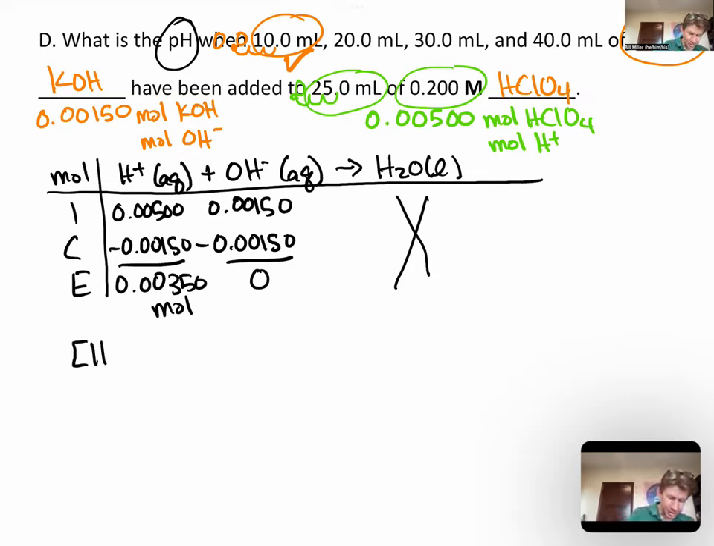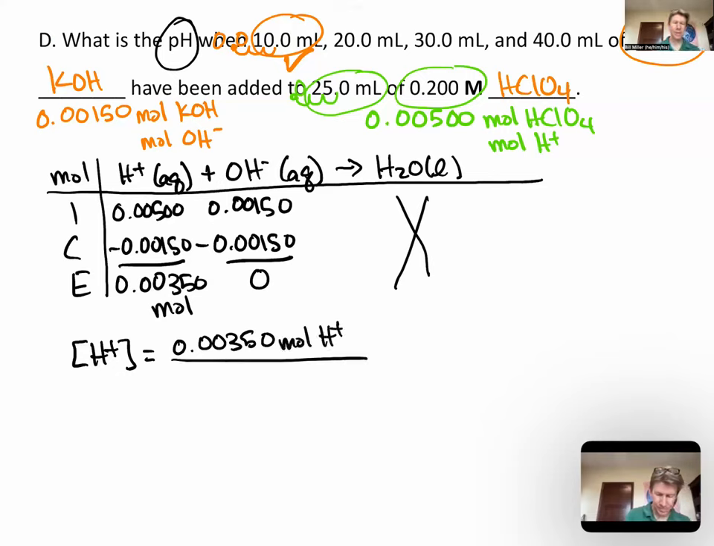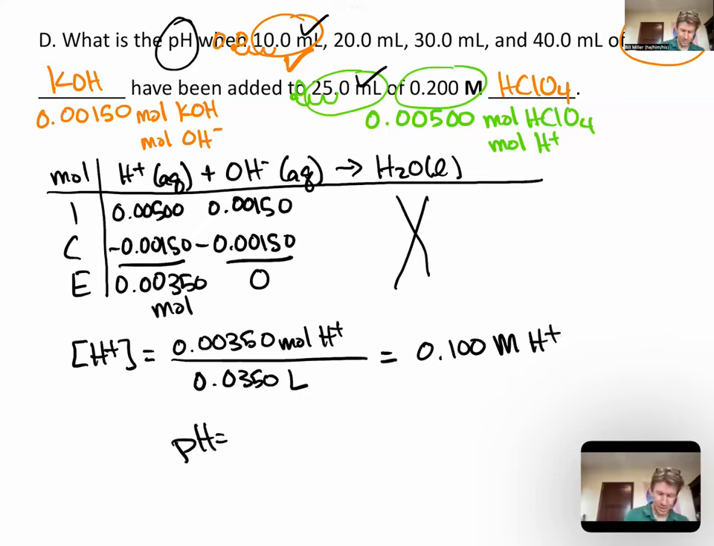So now I'm going to do a concentration of H plus. That's going to be my moles over my liters, and my liters here, I have 25 milliliters plus 10, that's going to be 35 milliliters, which is 0.0350 liters. And multiplying that out, 0.0035 divided by 0.035, that's nice math, 0.100 molar H plus.